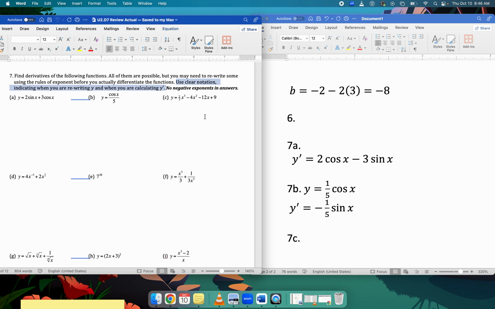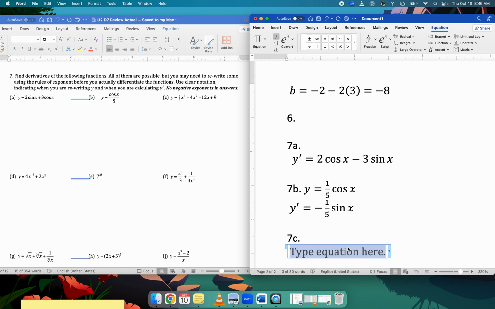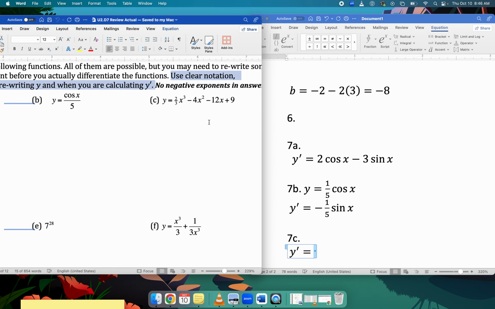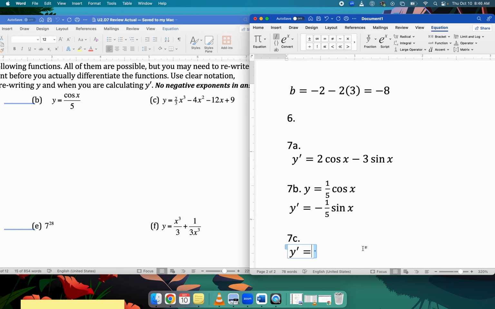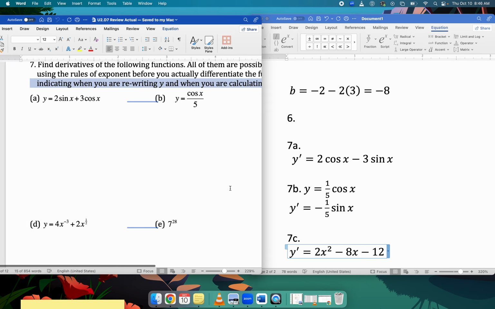7c. Do I need to rewrite this? No, it looks good. I think it's ready for the power rule. So y prime is going to be, well, the 3 comes down and cancels the 3 in that denominator. You're going to get 2x squared minus 8x minus 12. And then, of course, derivative of 9 is 0. Great.